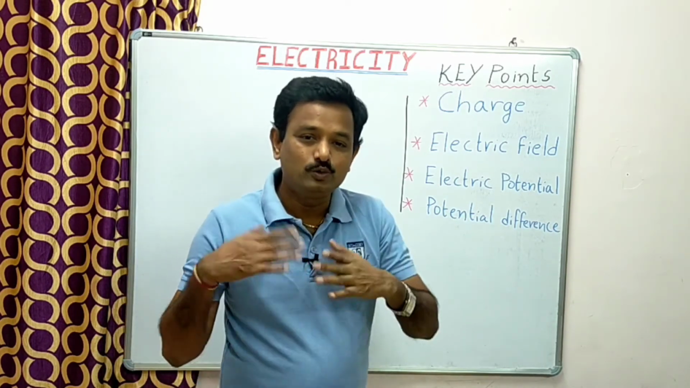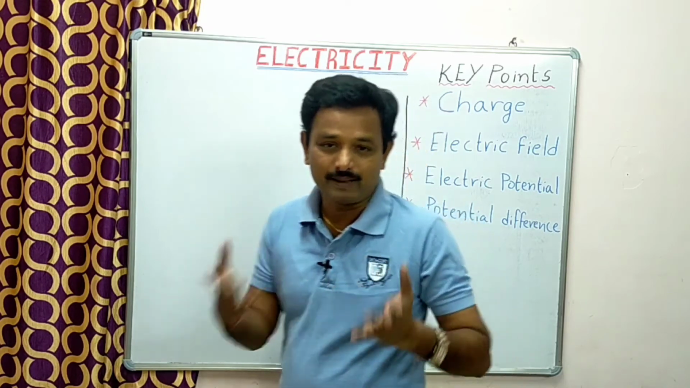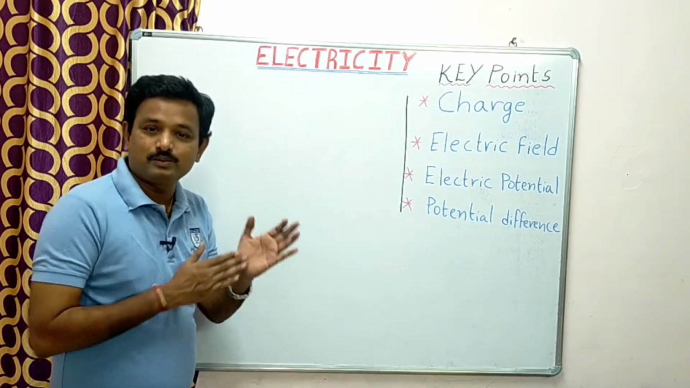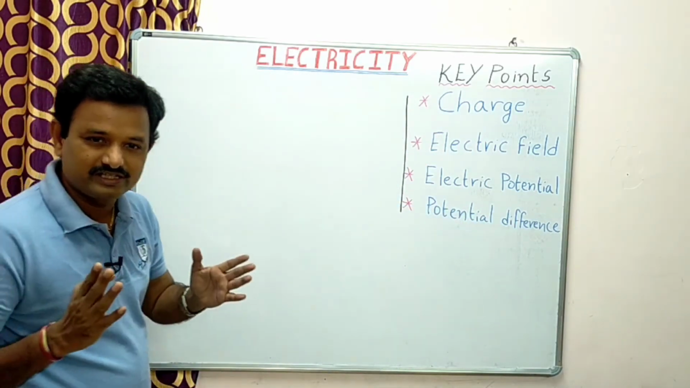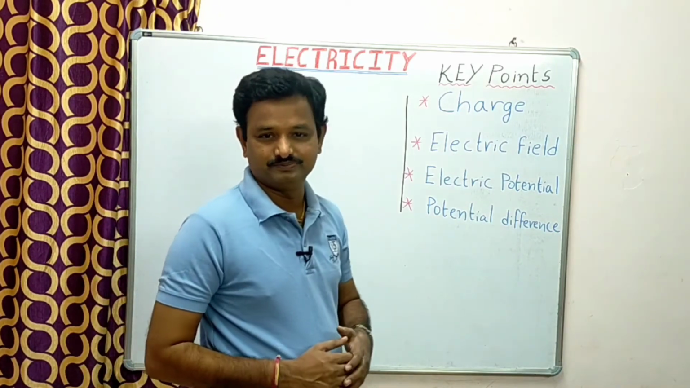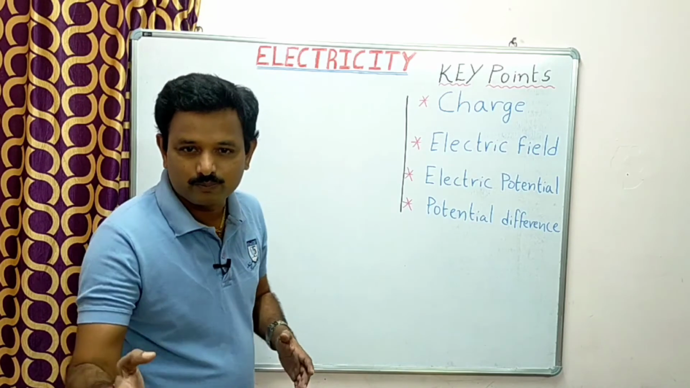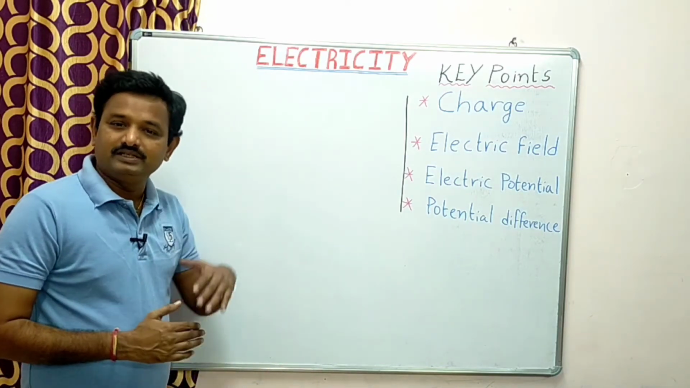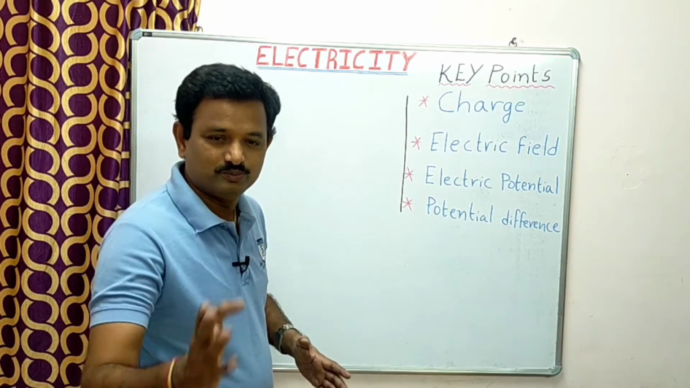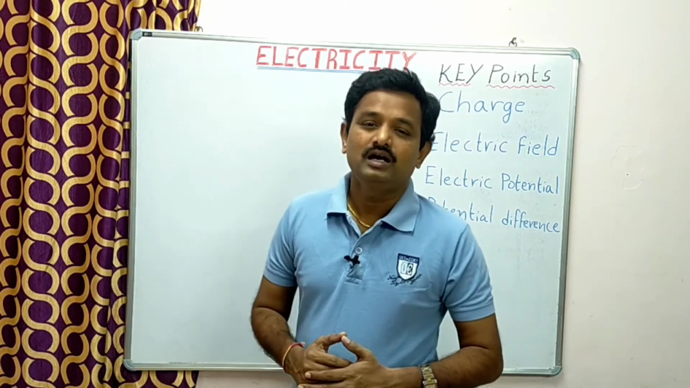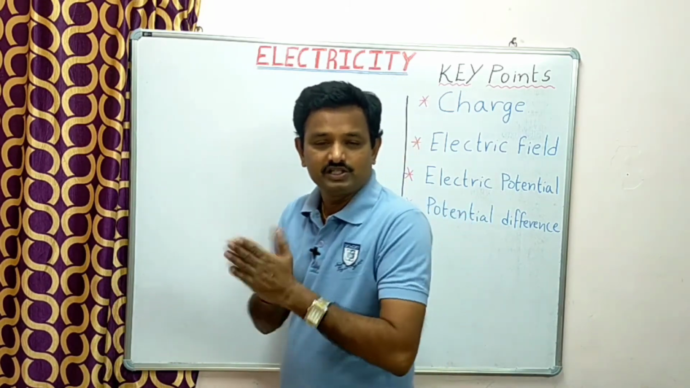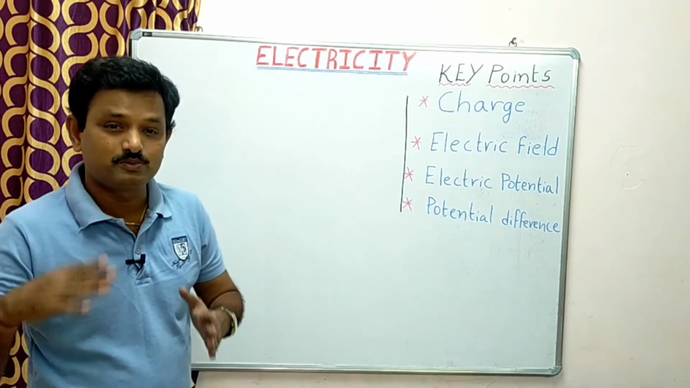Students, when two bodies rub each other, what happens? Due to friction, charge is produced on them. What is meant by charge? Charge is a fundamental property of a body. The SI unit of charge is coulomb. I said when two bodies rub each other, due to friction, charge is produced on them.